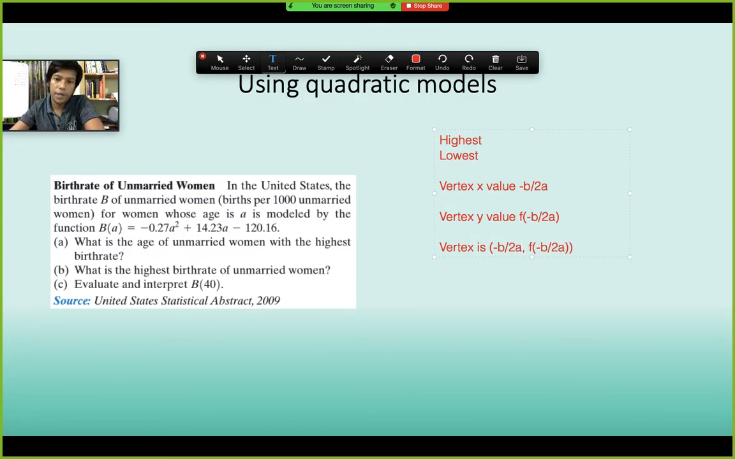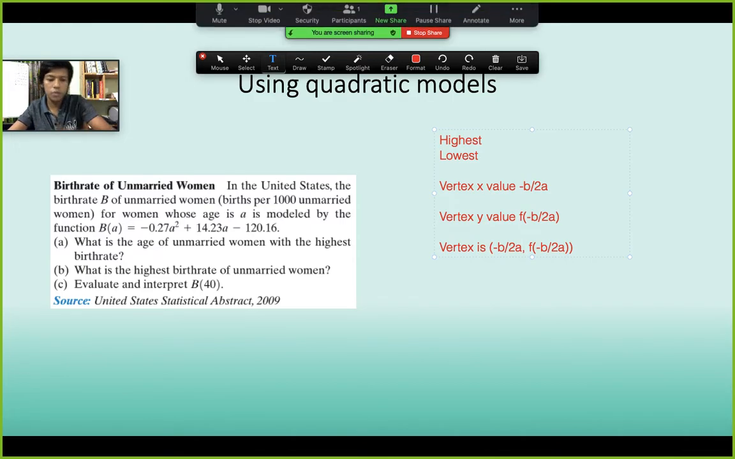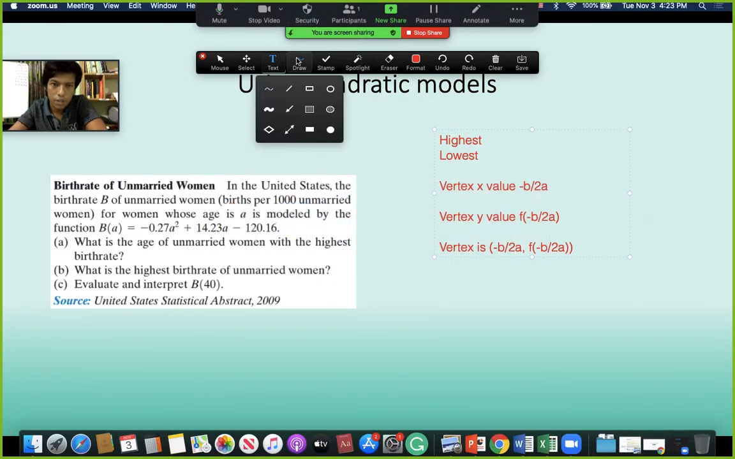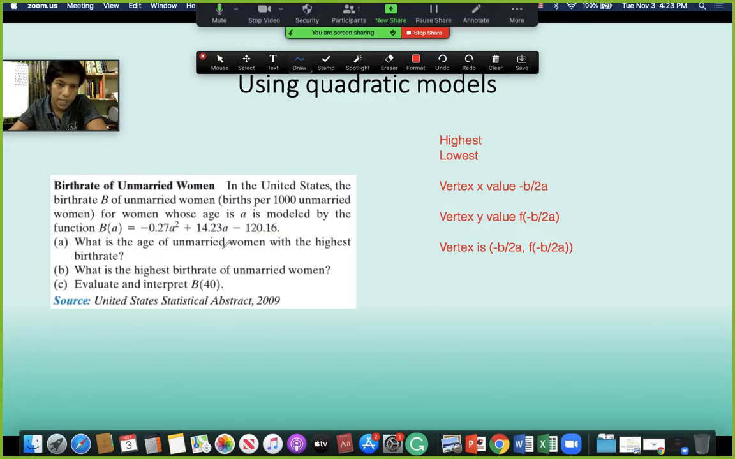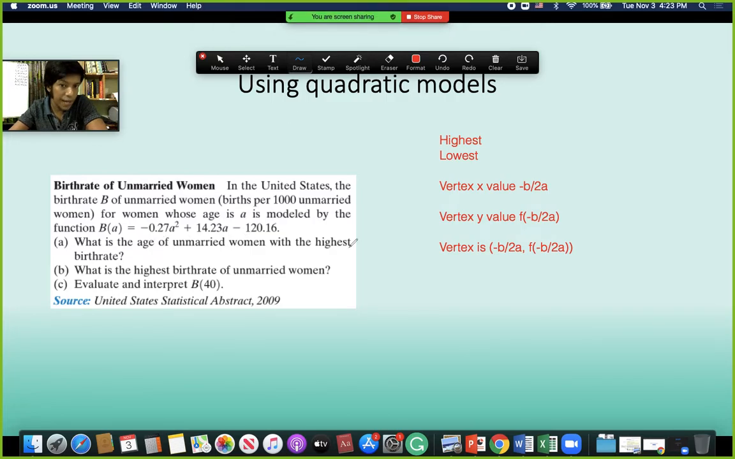You need to find out the vertex. And now you will understand it. Just look at this. What are they asking in this question? First of all, highest. If they ask you highest or lowest, then you have to think, okay, they are talking about the vertex.